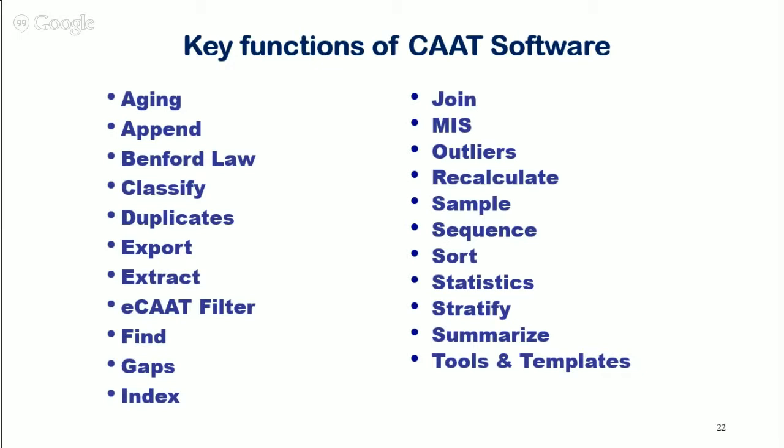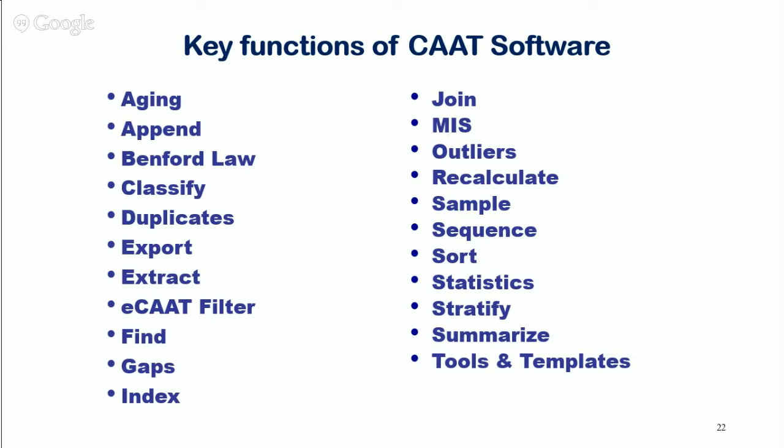I'll show a quick demo of most of these functions which are in the CAAT software. So you find there is the aging. You can also append. You can perform Benford's law. You can classify the data based on specific criteria. You can identify duplicates. You can export the data from the CAAT software after you've done the analysis to any specific format, such as a text file or an Excel file or a database file or a flat file or XML file or HTML file. You can also extract data as required.